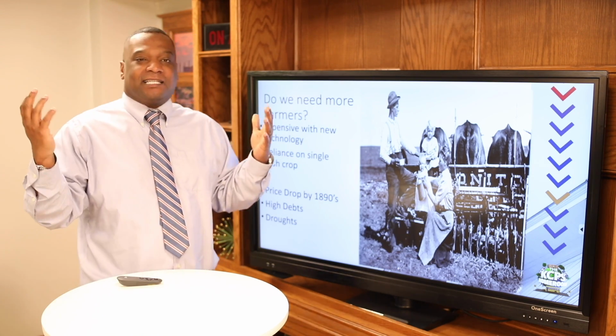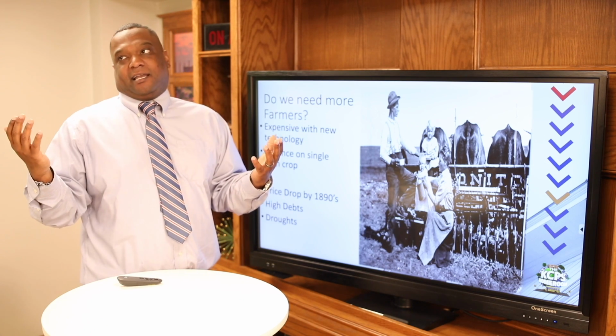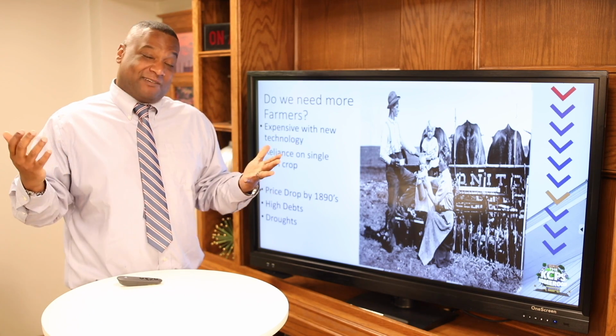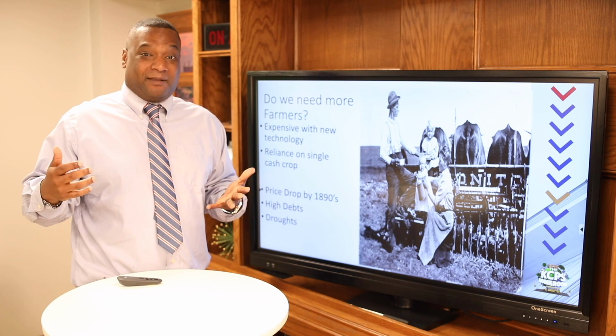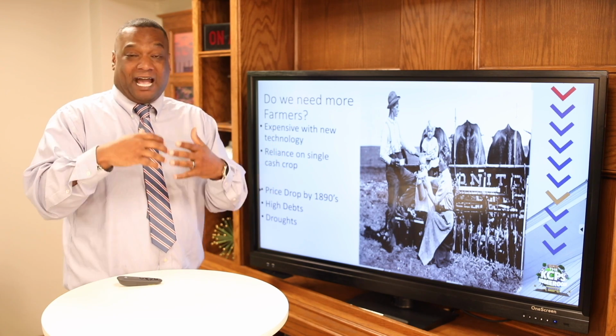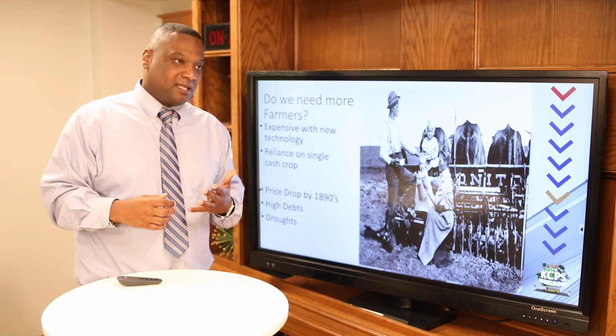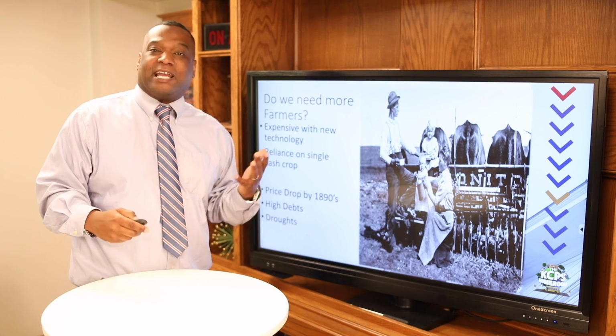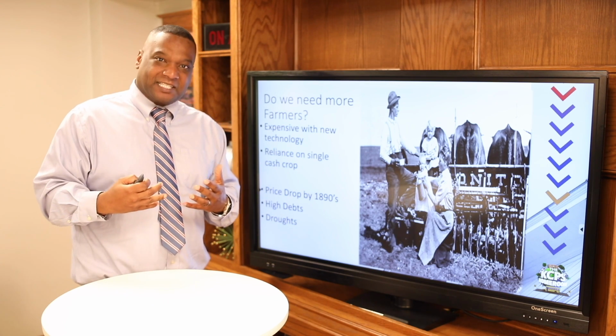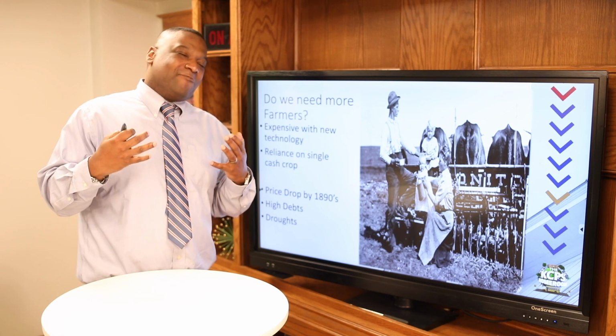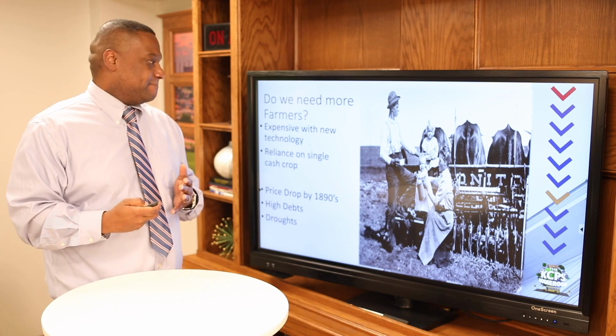Then we forgot about this thing called droughts. If I don't have any water, guess what? My plants are not growing, correct? My land is tough. It's going to be a rough year for me. Then we have to start dealing with things like grasshoppers and other things. So it was rough being a farmer in this time frame.